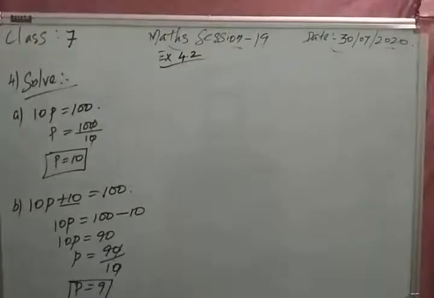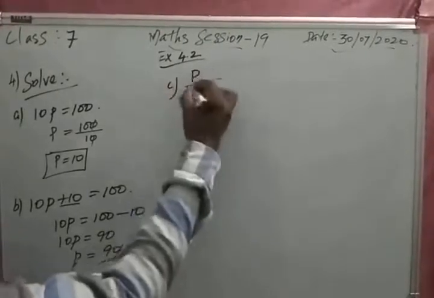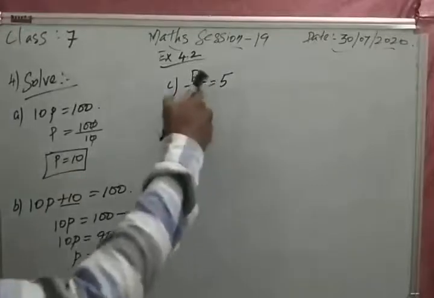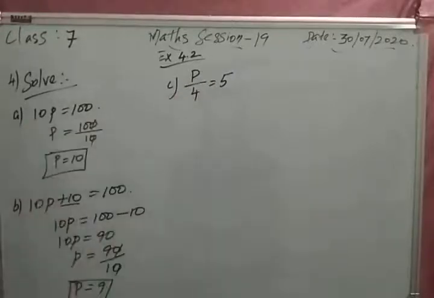Next one, C. P divided by 4 is equal to 5. What can we do here? It is the division term. What we will do normally is multiply 4 on both sides.